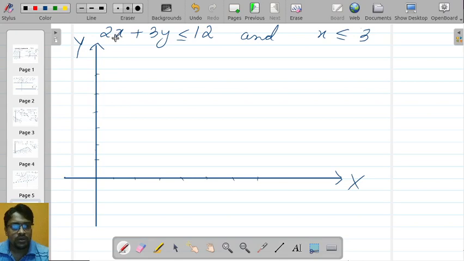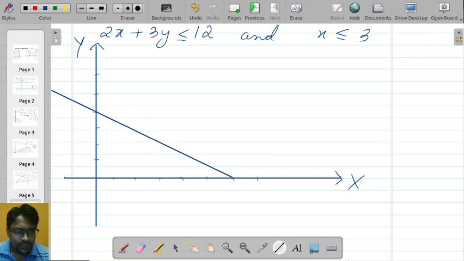So x by 6 is this, and y by 4, 1 2 3 4. So say this is the line which represents the first equation. Let me put it here.